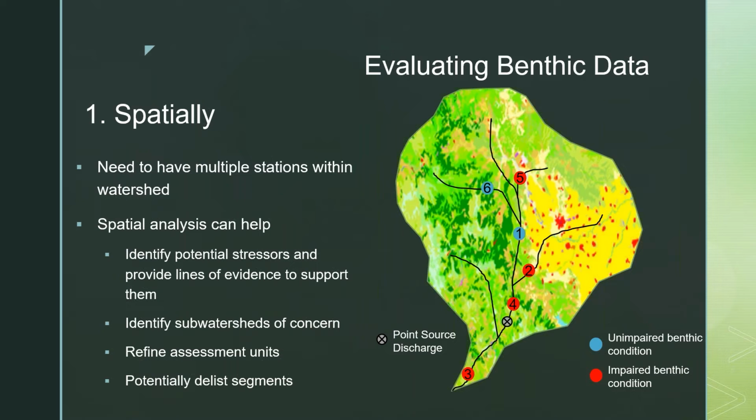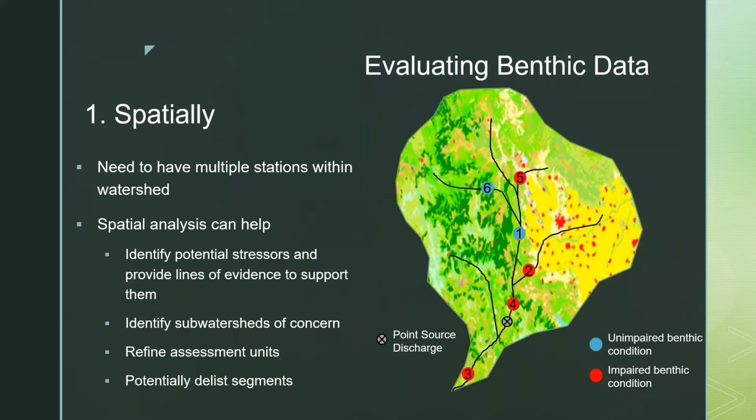All right, so I want to look at different ways to slice the Benthic data. The first is spatially. And so this is kind of why I emphasized before having multiple stations within a watershed. You can actually learn a lot about potential stressors just from what are the responses at different stations located in different places in your watershed. Okay, so in order to do this type of spatial analysis, we have to have multiple stations within the watershed. Okay, if we only have one station, then this is a line of evidence that we really can't investigate.